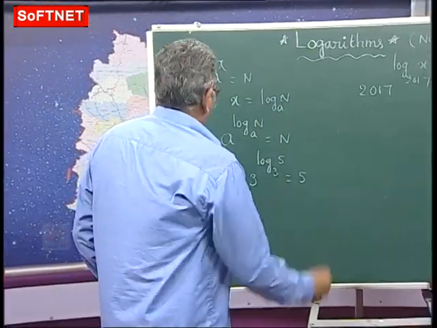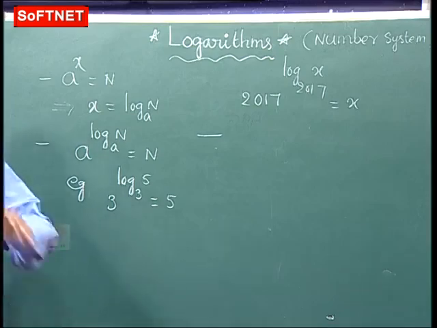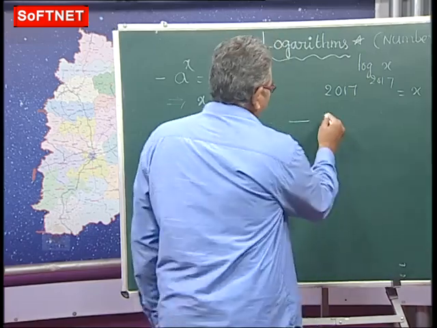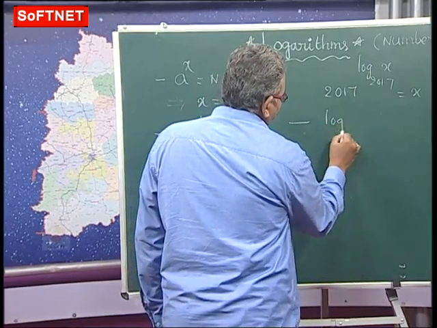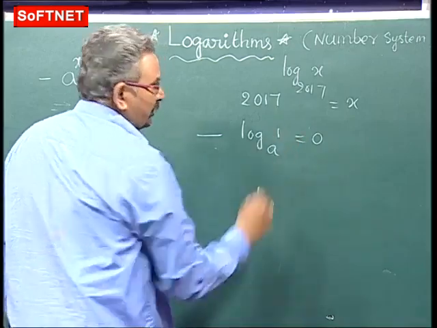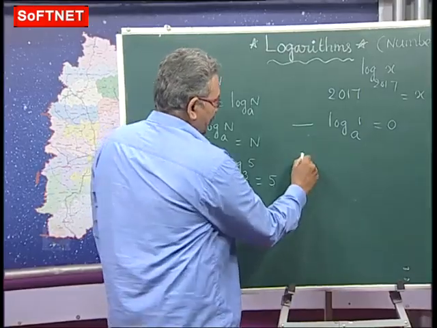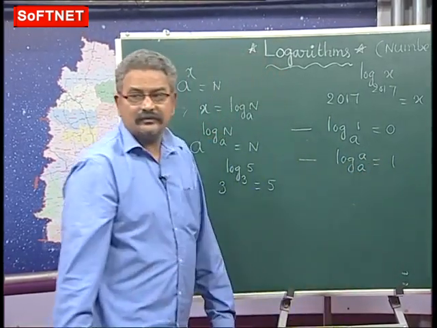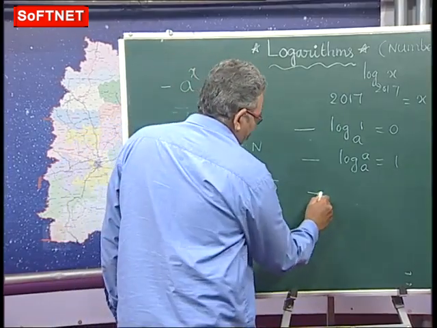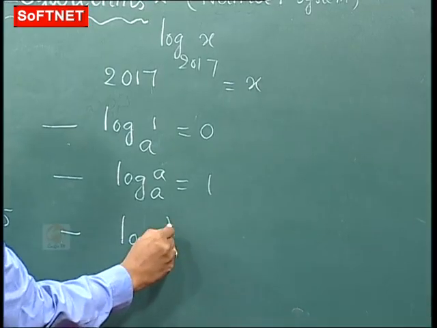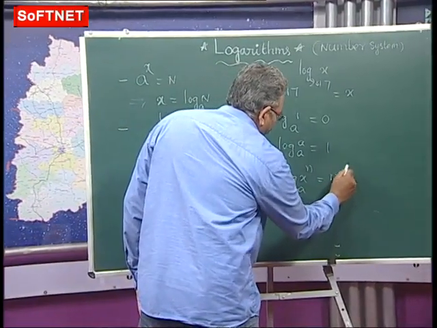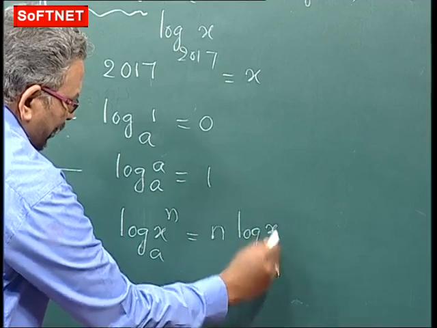Now let us study some properties of logarithms. What are the properties of logarithms? See, log 1 to the base a is equal to 0. Next, log a to the base a is equal to 1. Next, log x to the power of n to the base a. In general, this is called the power rule. So this can be written as n multiplied by log x base a.